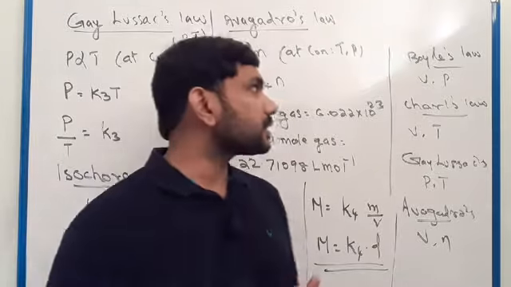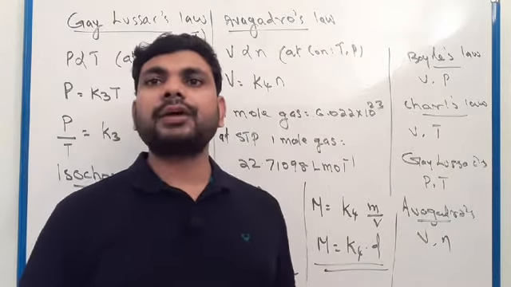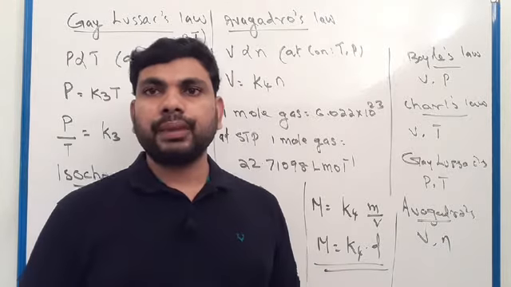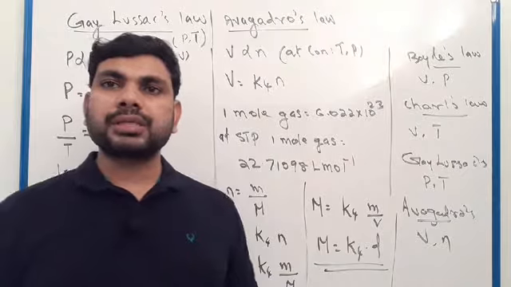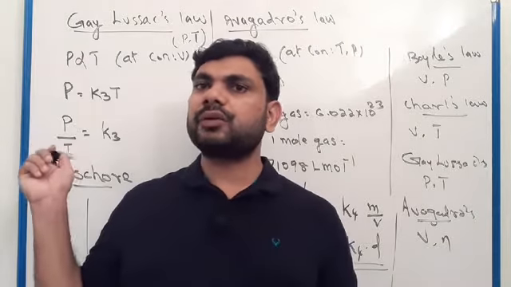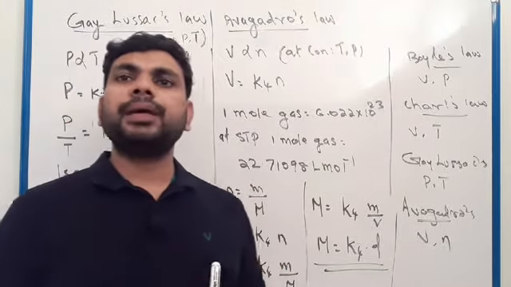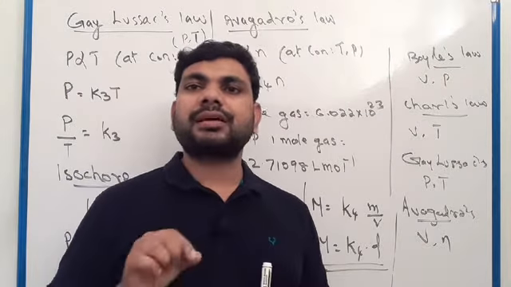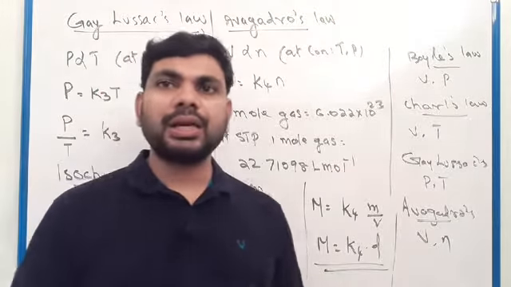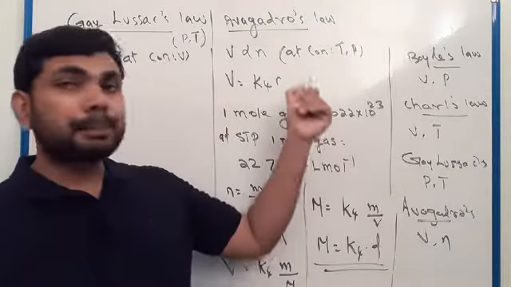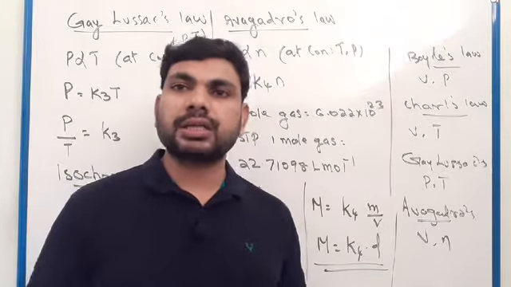Next we have to discuss the last gas law, Avogadro's law. Avogadro's law is the relation between volume and number of moles, the V-n relation. Here two variables are constant: temperature and pressure.